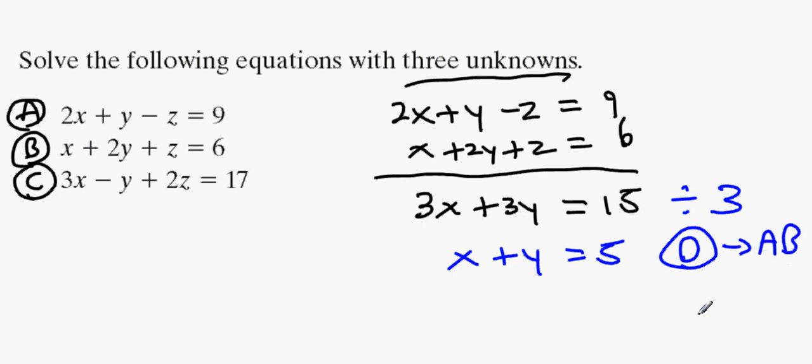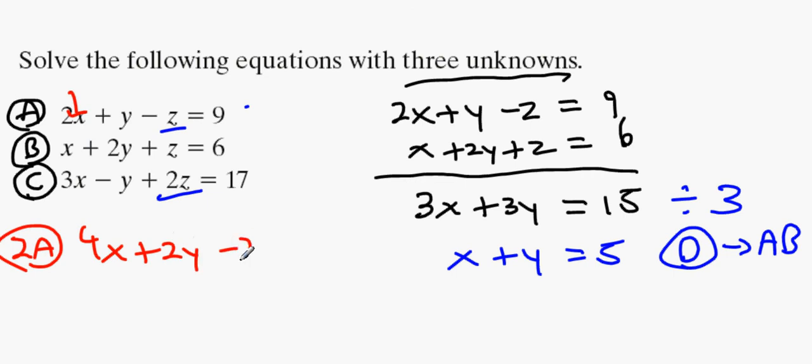So next thing I'm going to use is A and C. Now you notice that I want to get rid of the z's again, because that's what I did with the first one. So I'd like this to be 2z, so I'm going to use 2A. I'm going to multiply A by 2, and 2 multiplied with that is 4x plus 2y minus 2z equals 18.